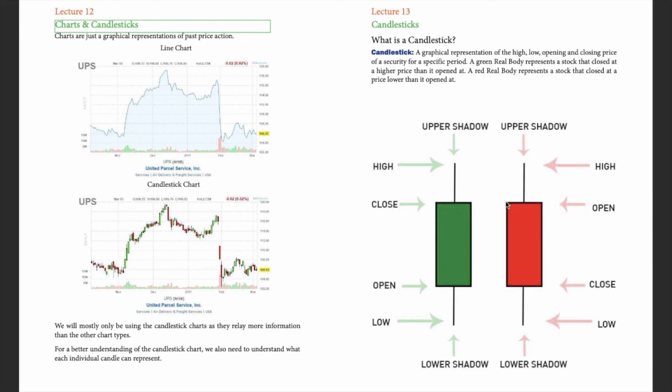For now, these are the basic things you need to remember about candlesticks, and I hope this video will be helping you a lot.